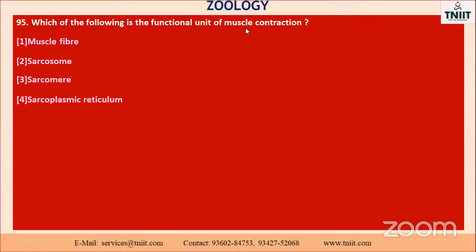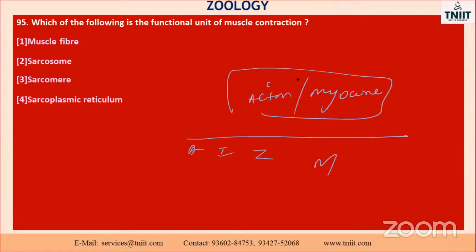Which of the following is the functional unit of muscle contraction? Already you know about the sarcomere. Muscle contraction, you know very well about that. There are so many bands: I band, A band, Z band, and the M band is also there. During muscle contraction, the two proteins are actin and myosin. These are very, very important protein molecules. But here they ask for the functional unit of muscle contraction, which is called the sarcomere. Muscle fiber will not come, sarcosome will not come, and sarcoplasmic reticulum will not come.